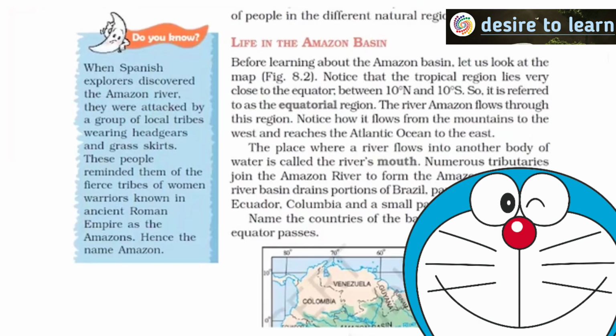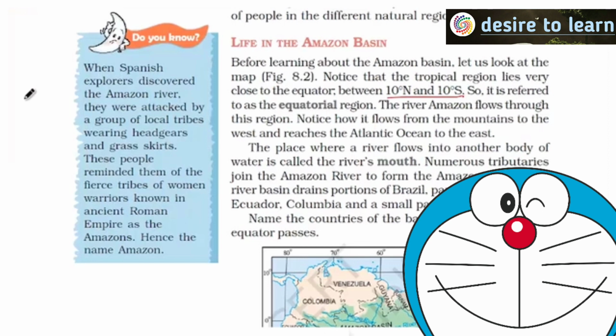So to begin with, the important facts required: life in the Amazon basin is what they want you to focus on. When I'm talking about life in the Amazon, you should be aware that it is between 10 degrees north and 10 degrees south of the equator. As I told you, 23.5 degrees north to 23.5 degrees south we call the tropical region. The equatorial region falls between 10 degrees north and 10 degrees south. Amazon is present in this region.